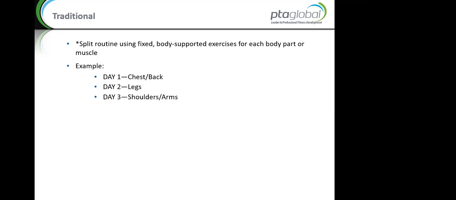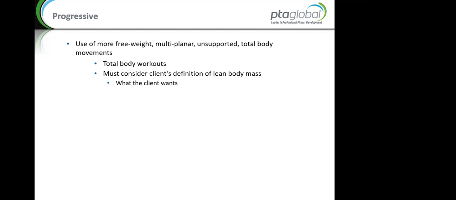Now, when we talk about traditional programming, we do tend to look at more of a split routine using fixed, body supported exercise for each body part or muscle. A good example would be day 1 is chest and back, day 2 is legs, day 3 is shoulders and arms. That would be an example of a more traditional program, and you can even tell in the language that it's somewhat isolated. If we looked at progressive programming, we might use more free weight, multiplanar, unsupported, and total body movements.